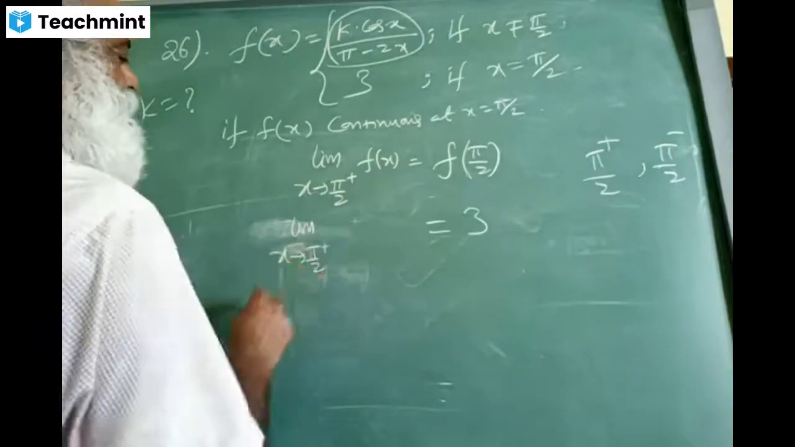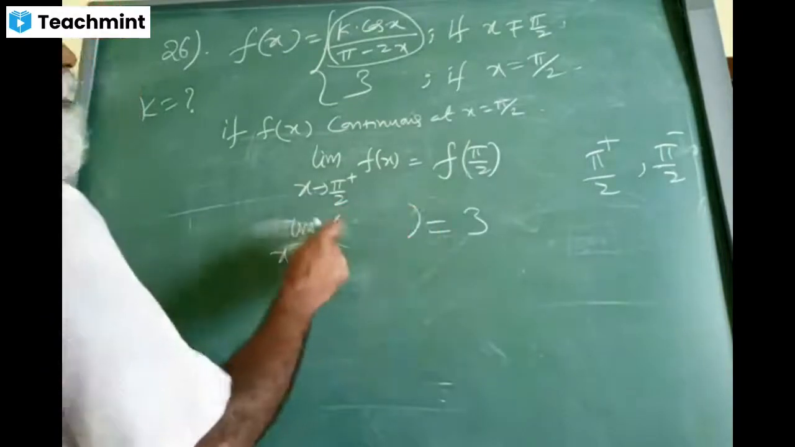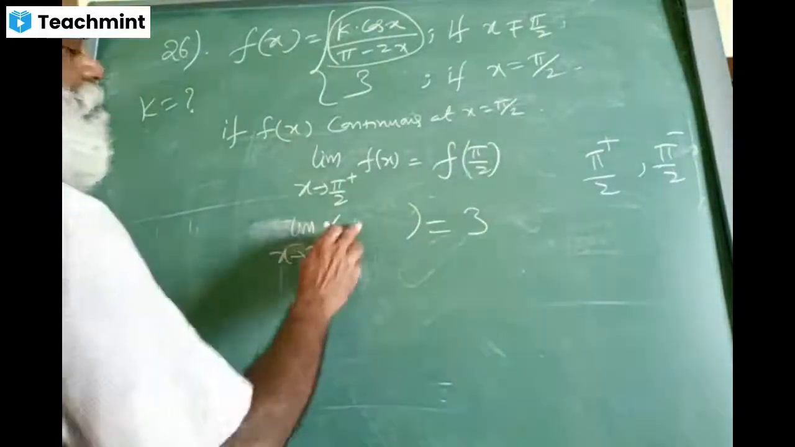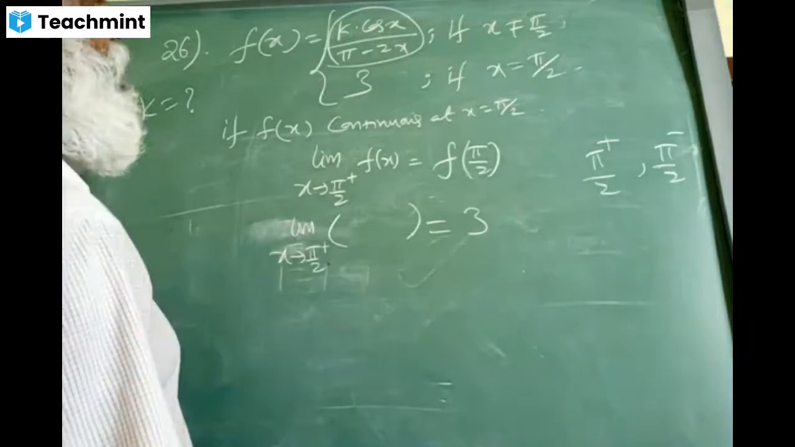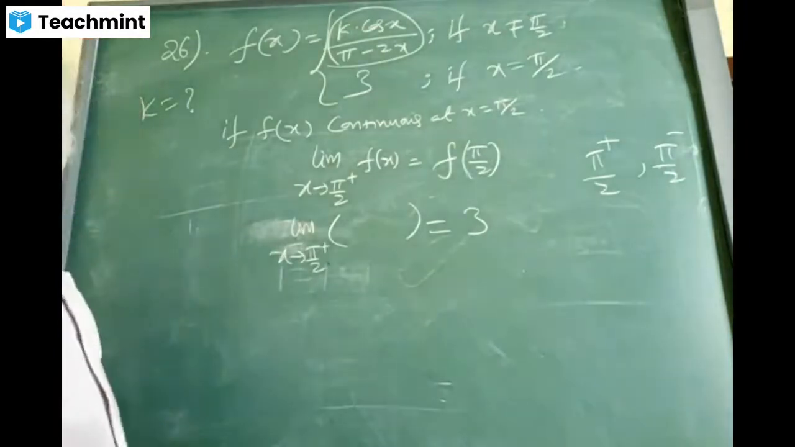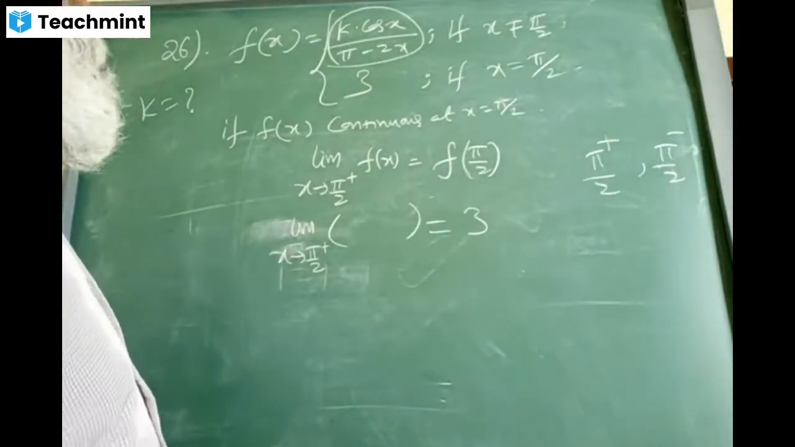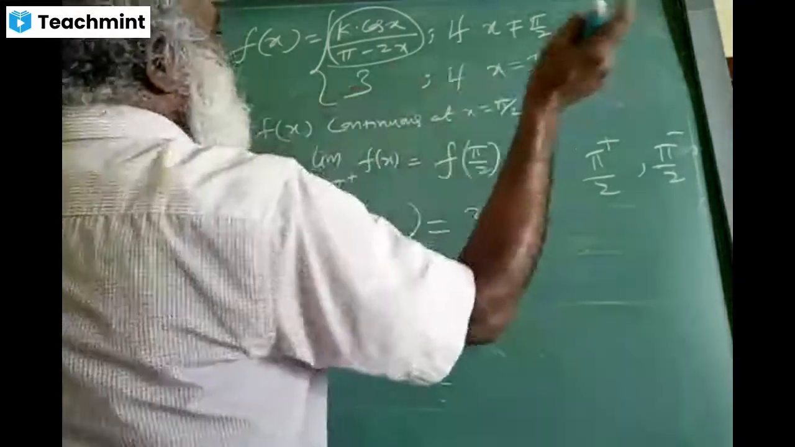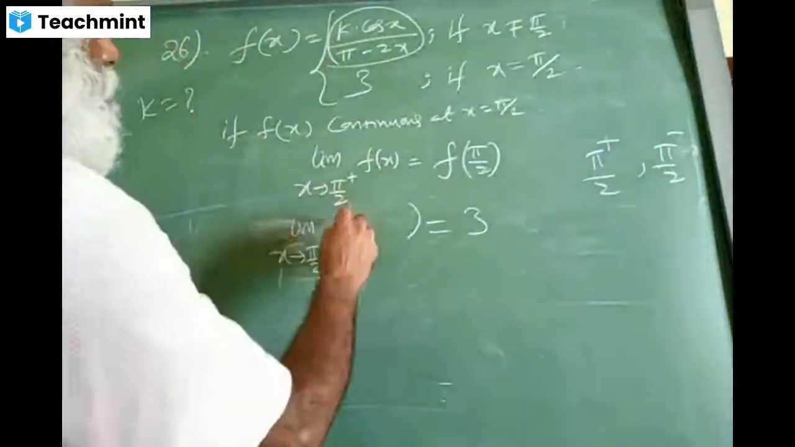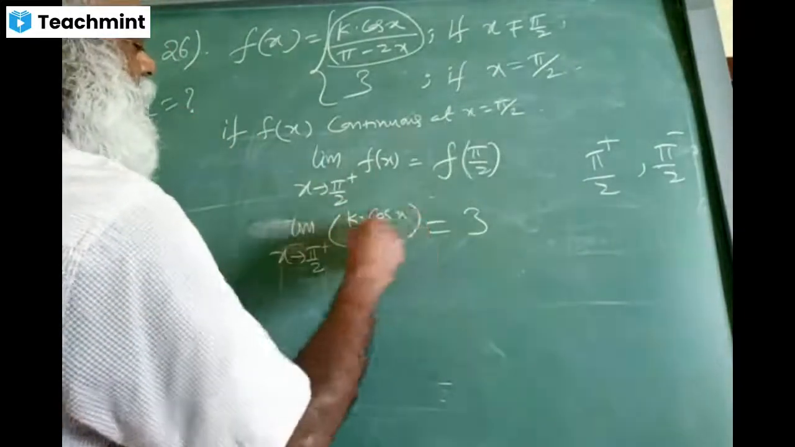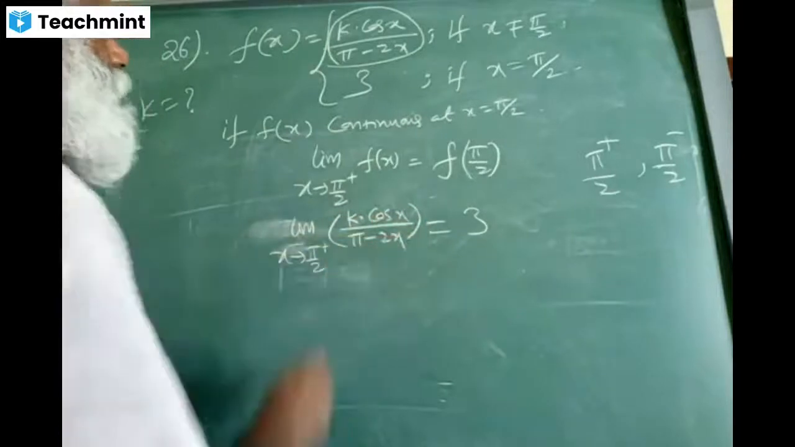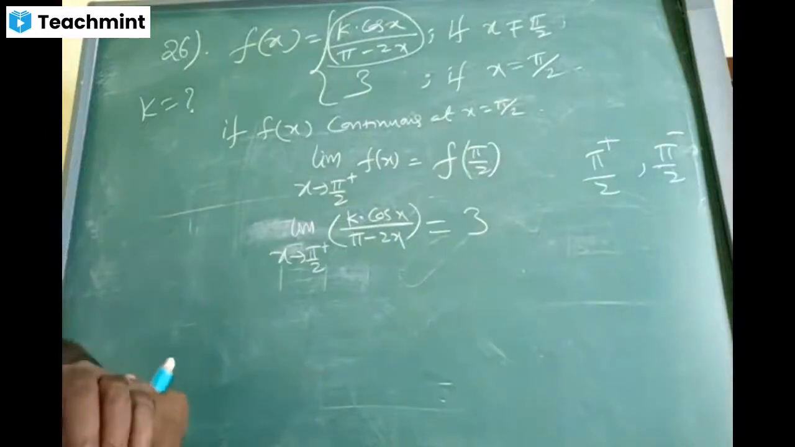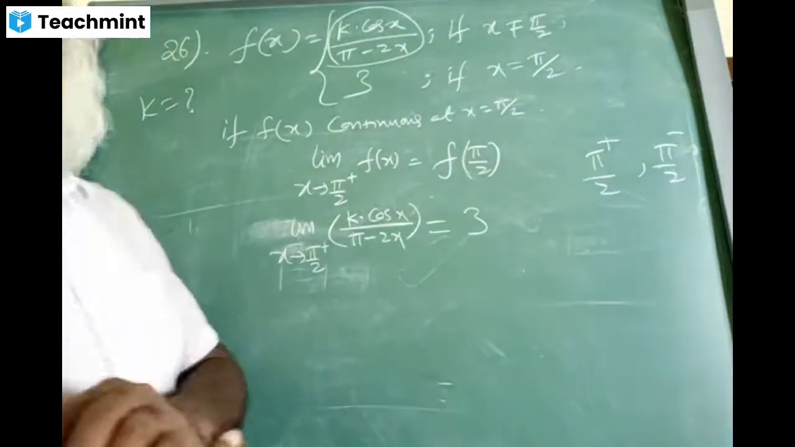Pi by 2 plus. What is f of x, dears, for this? Once again. 3, sir. Pi by 2 plus is 3, pi by 2 only 3. Sir, k cos x by pi minus 2x. Excellent. K cos x by pi minus 2x. Wonderful. This is a terrific one.